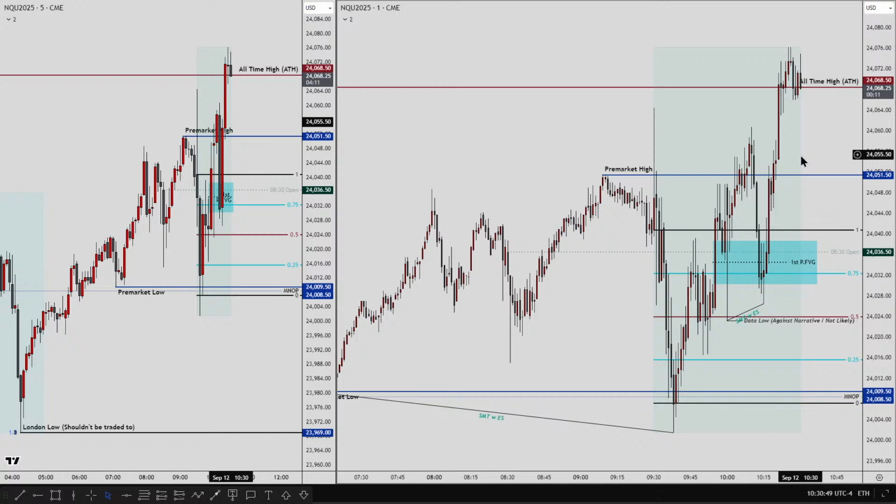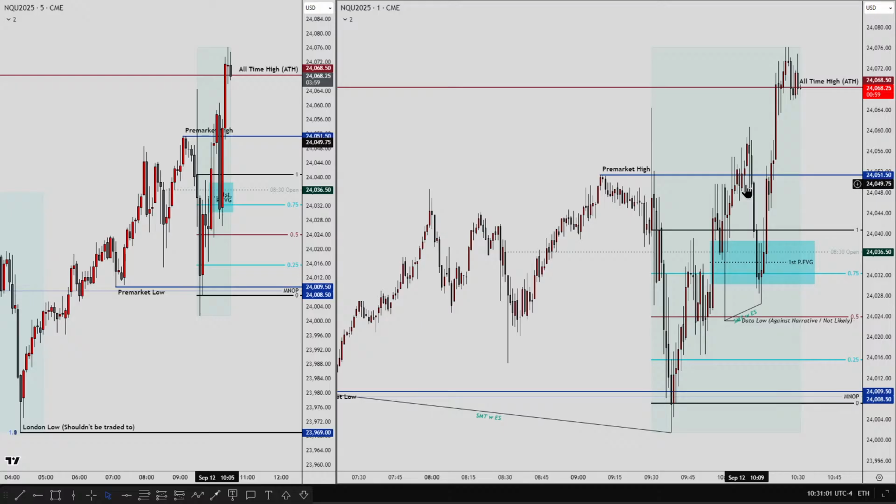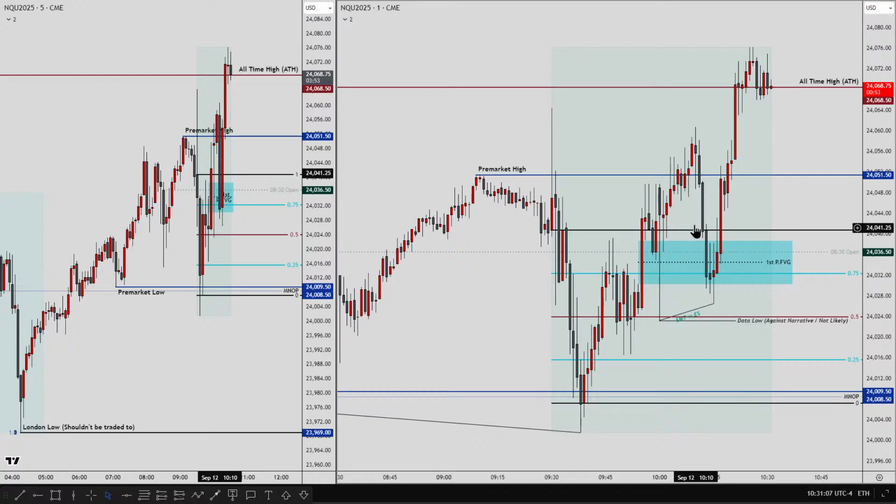Okay, wait. Last little thing. That's true, so could you explain why entering at the 24,051 would have been bad? Could I have predicted the Judas swing? Could order block? Oh, or 24,051 order block. This order block could have entered there.